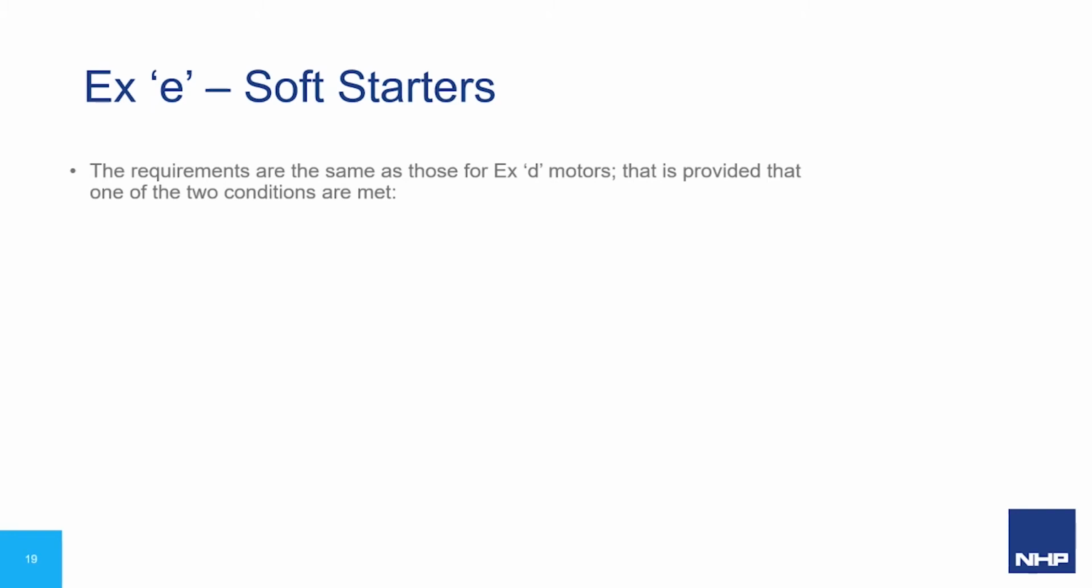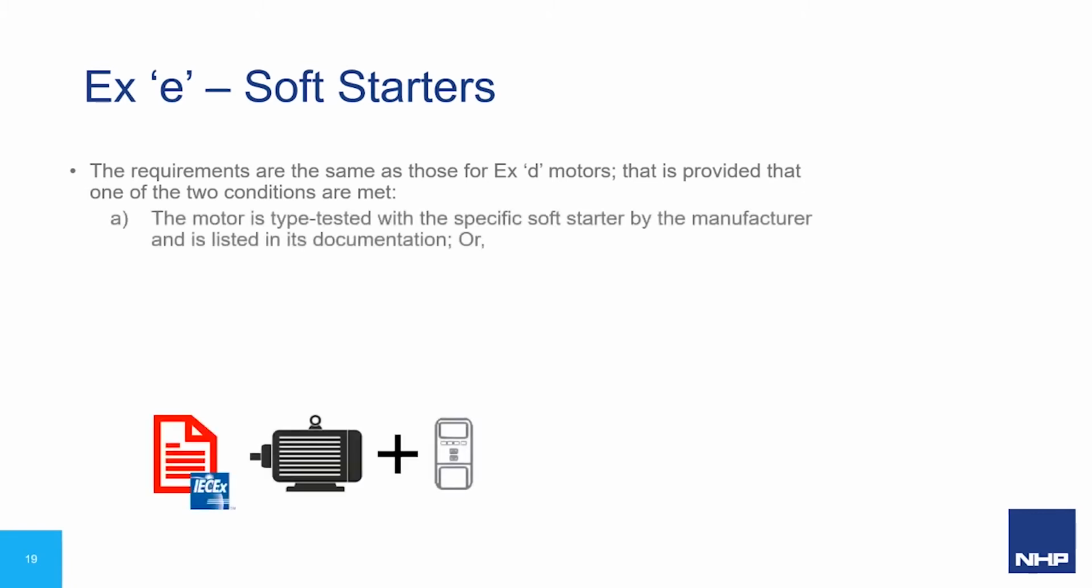Now, with regards to EXE motors and soft starters, these can be used and the requirements are the same as those for EXD protected motors, luckily, meaning that one of the two following conditions need to be met again. So the first condition is that the motor must be a type tested pair with a specific soft starter by the manufacturer, and this must be listed within its documentation.